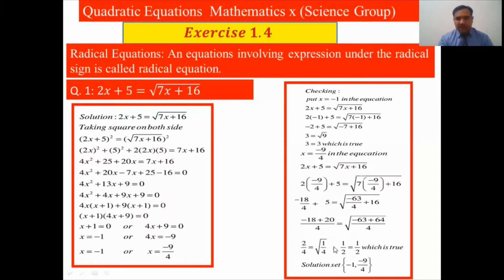So it means x is equal to minus 9 by 4 is also the solution of this radical equation. So the solution set is minus 1 comma minus 9 by 4.